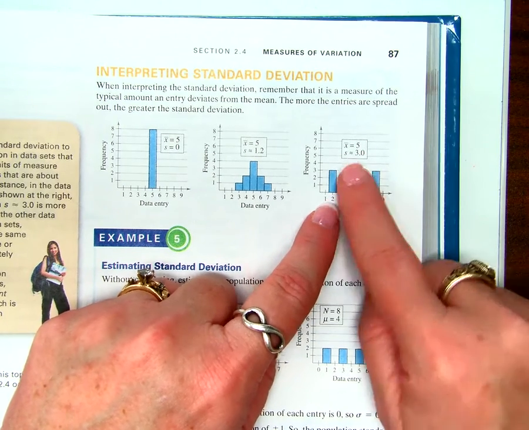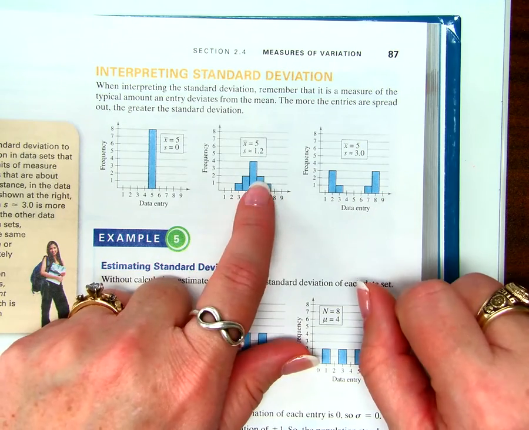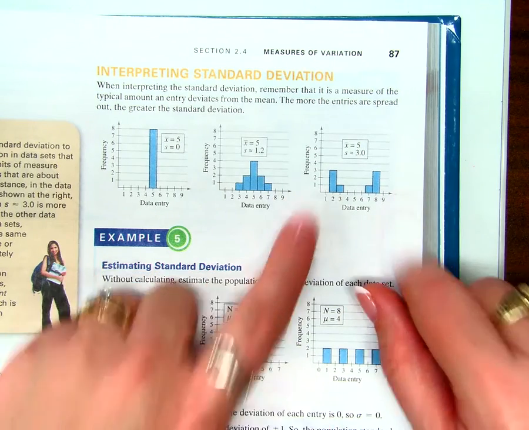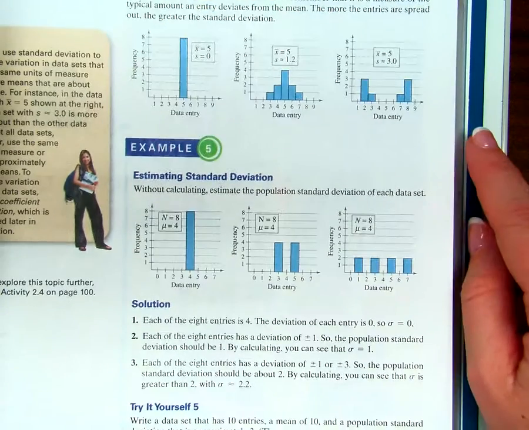So does it make more sense that the standard deviation would be greater than this one right here? Because all the data entries are further apart. Does that make sense? Okay, any questions about that? Okay.